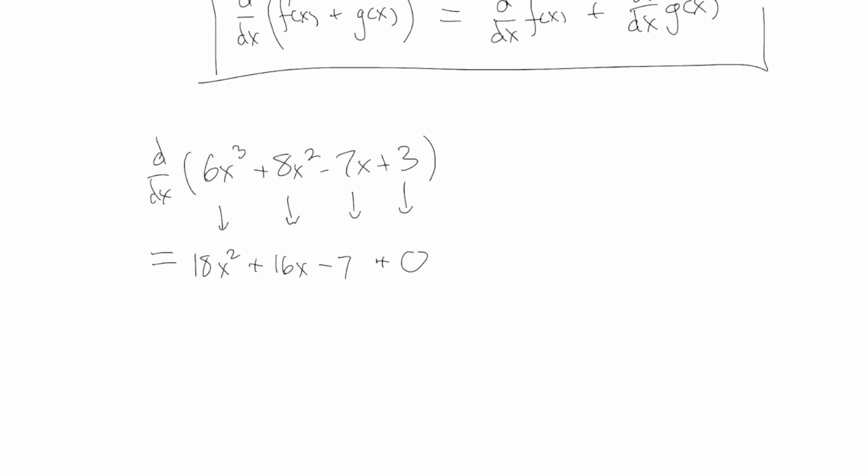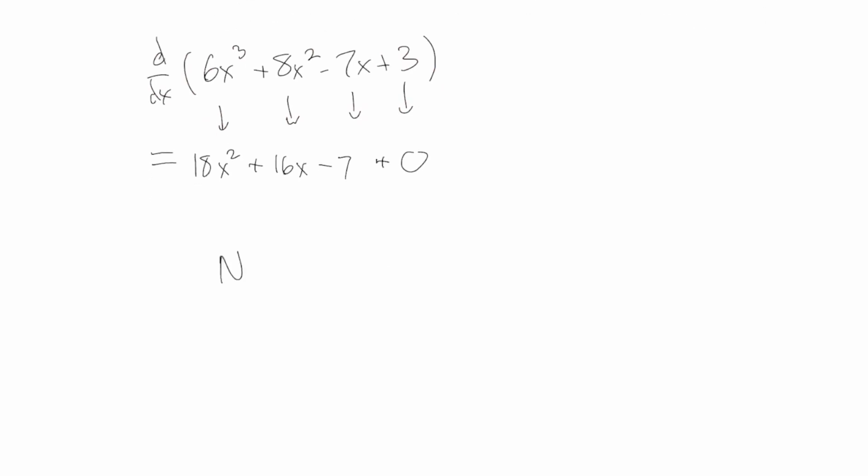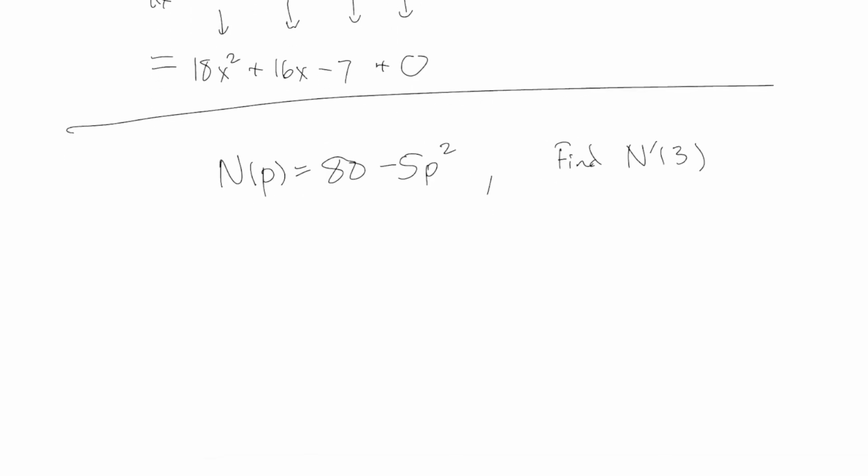Like here is, this was one of the ones on the homework. The last one looked like this, 80 minus 5p squared. Your job was to find n prime of 3, I think. Yeah, it was 3. This was the last problem on the homework from last week. I remember it well because I looked at 60 of them. All your answers. How can we do this the easy way? The easy way is we find the derivative n prime of p. What is it? We do the same old thing. What happens to the 80? 80 being a constant becomes 0, so that's a 0.